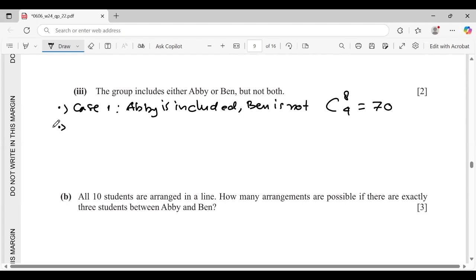Second case. Second case is Ben is included, and Abby is not.